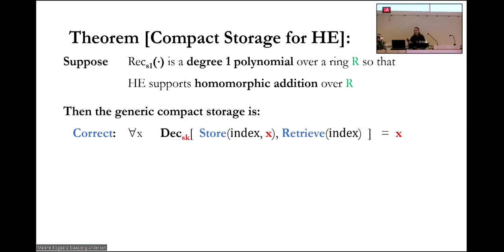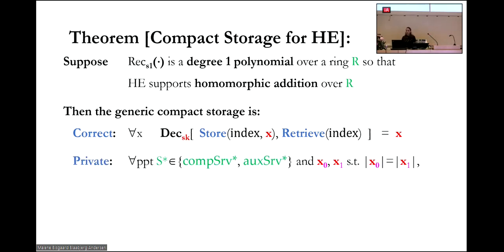I wrote here for efficiency degree 1 polynomial, but in general, the reconstruction circuit with S1 hardwired needs to be in the homomorphism set. That's all I need. And the generic protocol that I just showed satisfies correctness. If I store an item X and retrieve from the same index, I will get an encryption of X.